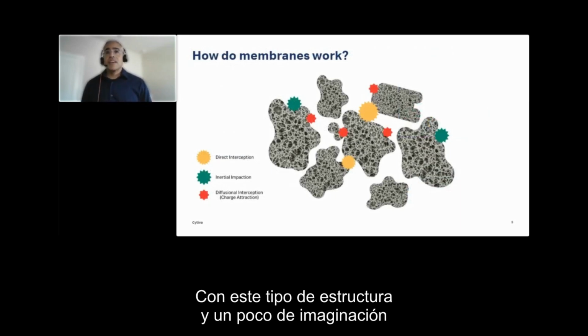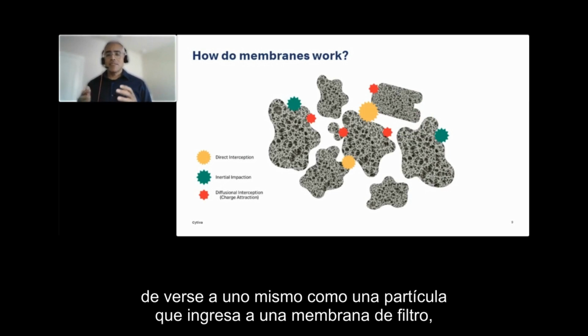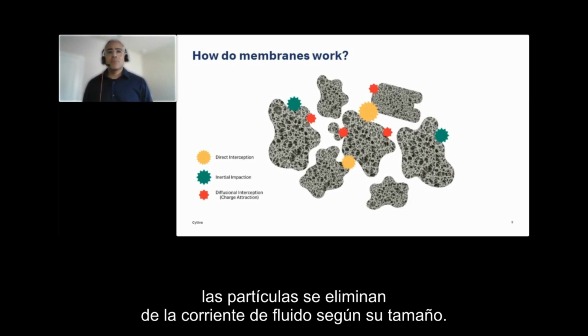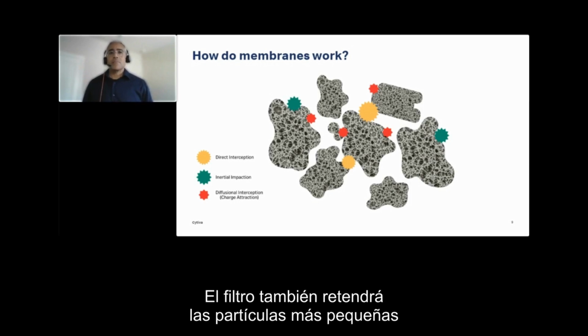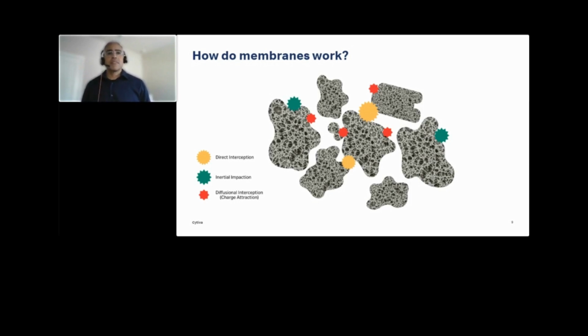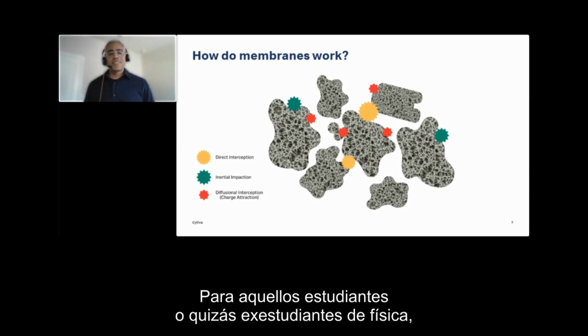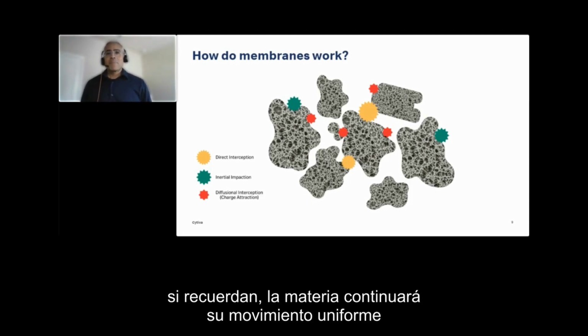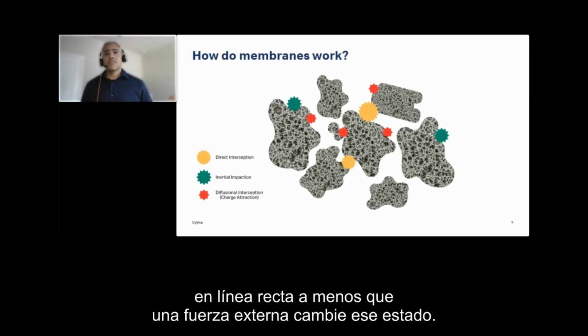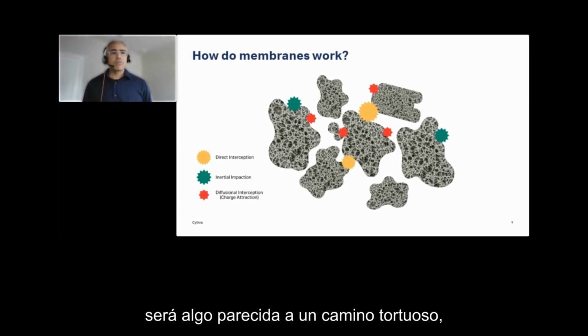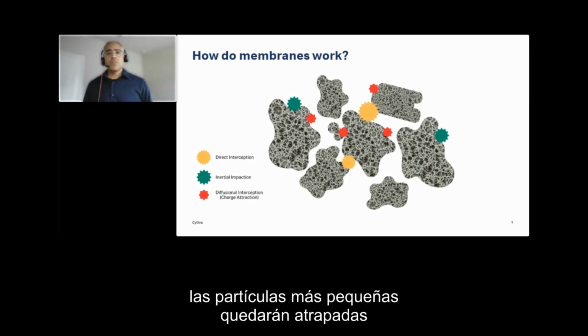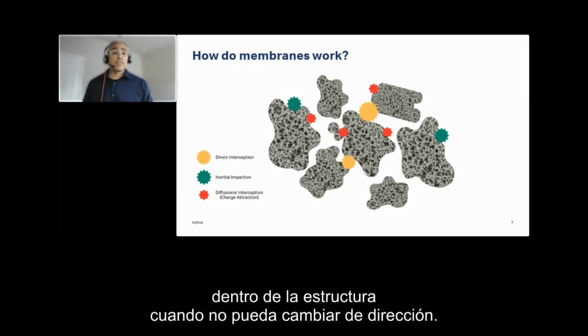With this type of structure and a little imagination of perhaps seeing yourself as a particle entering a filter membrane, particulate is removed from the fluid stream based on its size. This is what we call direct interception. Smaller particles will also be retained by the filter due to inertial impaction. For those students or perhaps ex-students of physics, if you remember, matter will continue its uniform motion in a straight line unless that state is changed by an external force. So as the internal structure of the filter membrane will resemble somewhat of a tortuous path, smaller particles will be stuck within the structure when it cannot change directions.